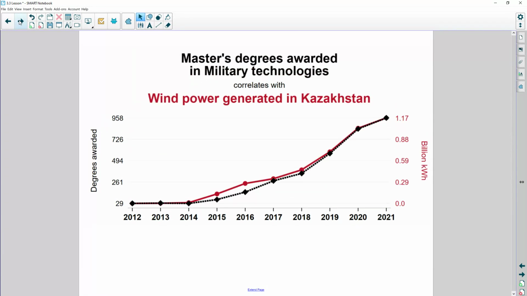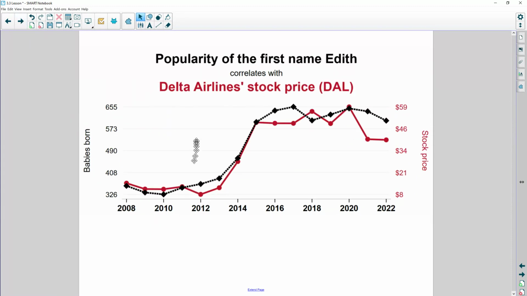Wow. How about this one? Probably never thought of this one. Master's degrees awarded in technology and wind power generated in Kazakhstan. Wow, look at how strong that relationship is. Bet you never would have thought those two things are related. How about popularity of the first name Edith and Delta Airlines stock price? So if you come to a year where there's a lot of Ediths, babies named Edith, buy Delta Airlines stock. What do you think? They're pretty closely related.